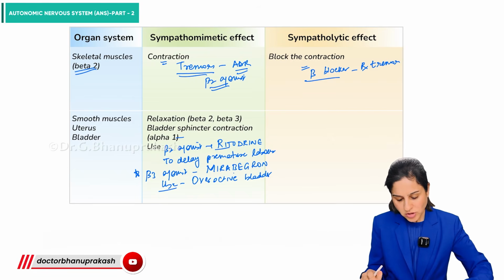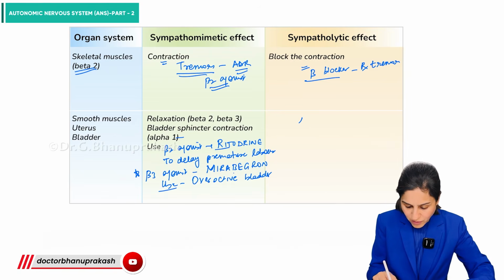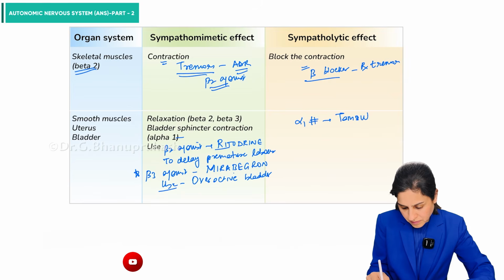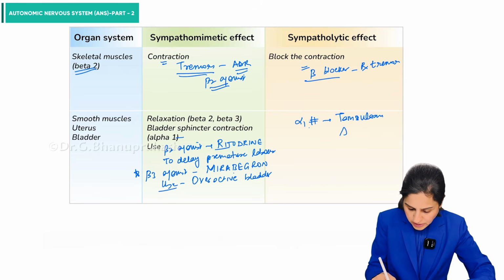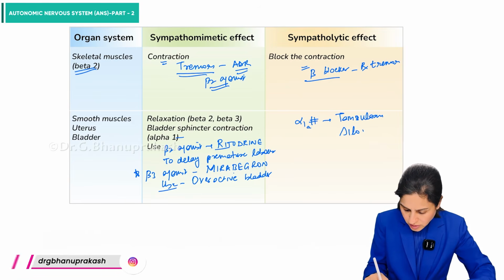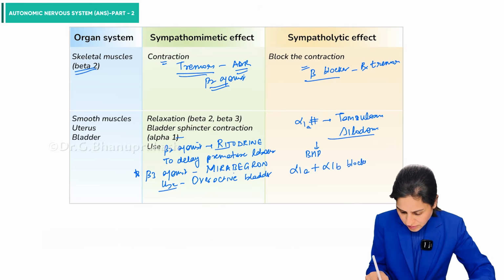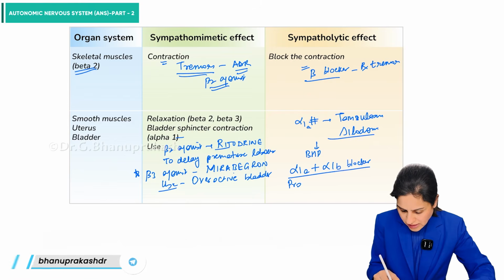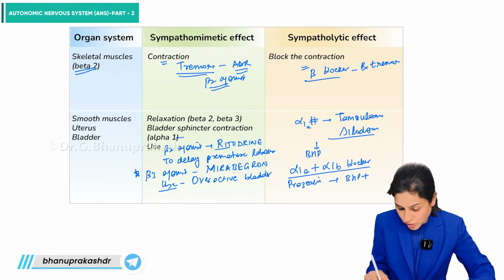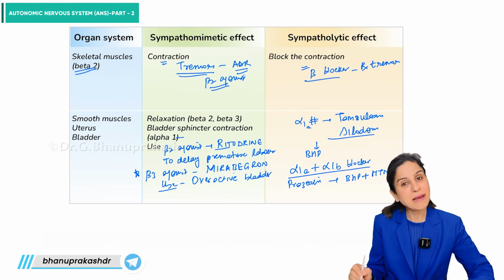Now in the blocker section, you can say the alpha 1 blocker, right? Like tamsulosin or silodosin. So these are specific alpha 1A blockers. So they can be used in benign hypertrophy of prostate. But as I told you already, alpha 1A plus alpha 1B blocker, this is your prazosin, doxazosin, etc. This is used when we have to treat benign hypertrophy of prostate along with hypertension.